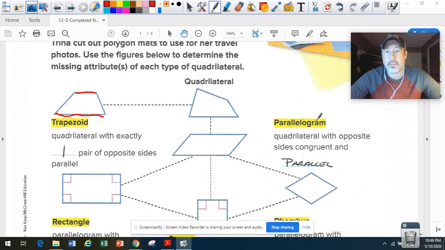Let's go over here to a parallelogram. That's this shape here. A parallelogram is a quadrilateral with opposite sides congruent and parallel. That means this side is parallel to this side. It also means these are exactly the same size. Now the other opposite sides, this side here is parallel to this side here, and they also have the same lengths. This side has the same length as this side, and this side has the same length as this side. And we know the opposite sides are also parallel.